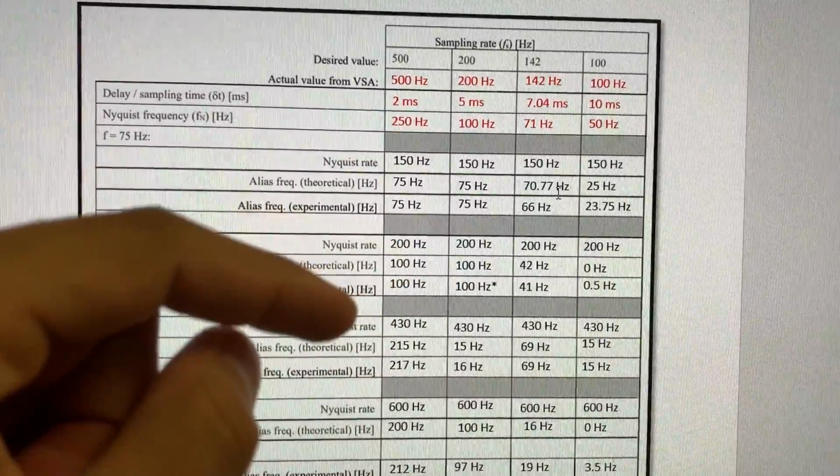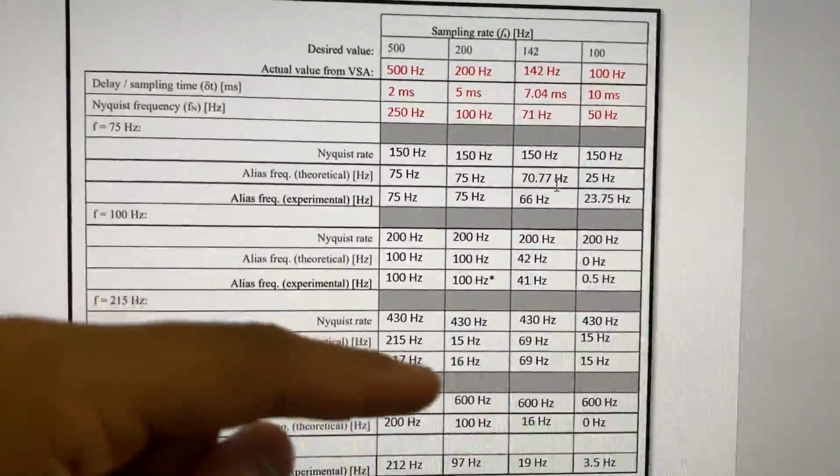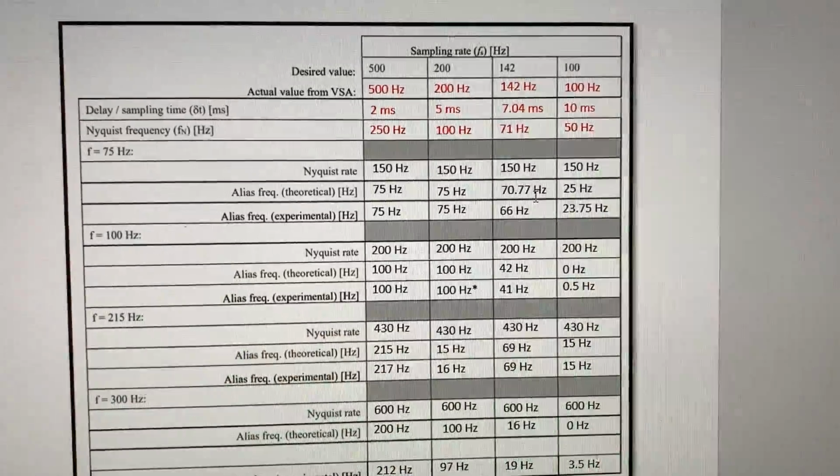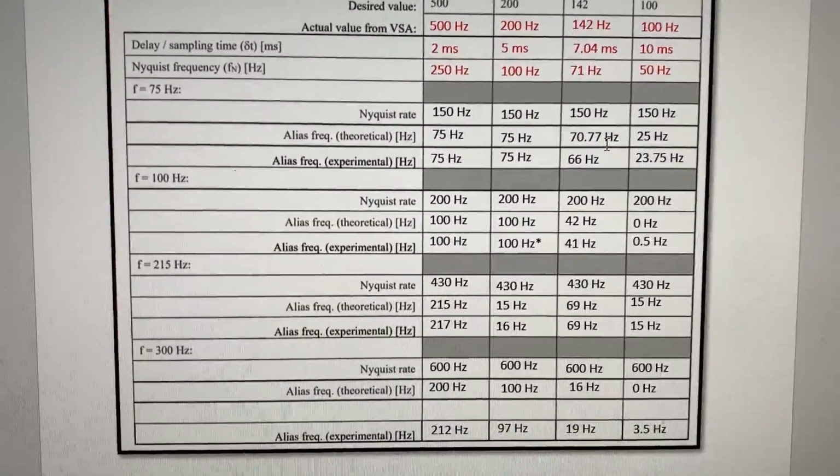And you can keep going and compare. So in this one, only these two are aliasing, and in this one, the 200, 142, 100 are, and in the last one, all of the signals are aliasing.